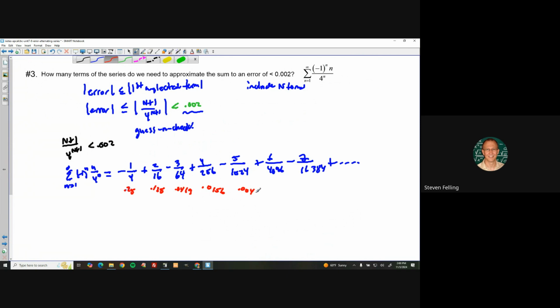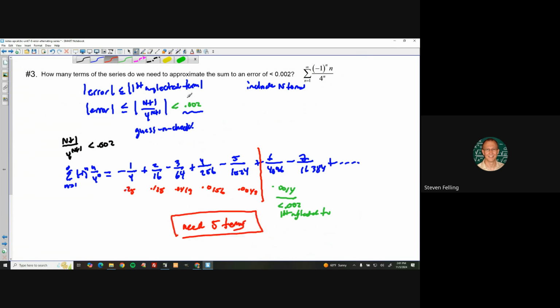5 divided by 1024 is 0.004, still not below. 6 divided by 4096 is 0.0014. Now, this number here is finally below our value of 0.002. So this can be the first neglected term, which means we can truncate right there and include 1, 2, 3, 4, 5. So we need 5 terms so that the first neglected term goes below our goal of 0.002.